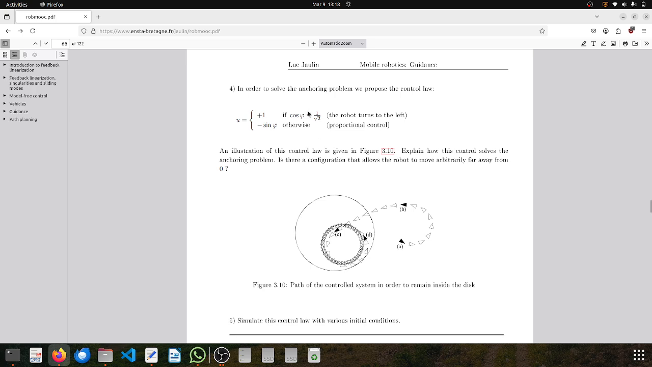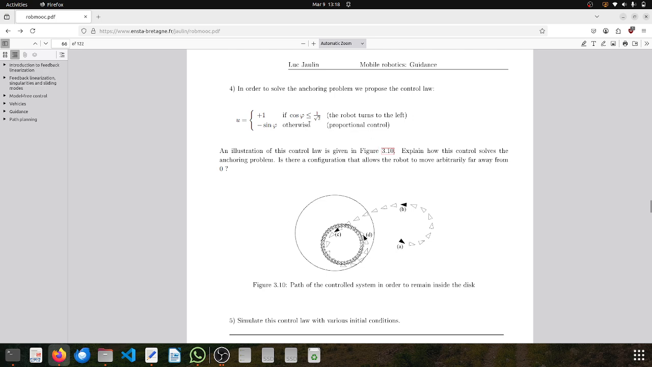origin. So in the first case, we check if cosine phi is less than 1 over radical 2, which means we check if phi is between 45 degrees and 315 degrees. If that is true, the robot is currently heading away from the origin. So the controller sets the input u to 1, meaning that the robot turns to the left. This prevents the robot from continuously moving away from the origin.